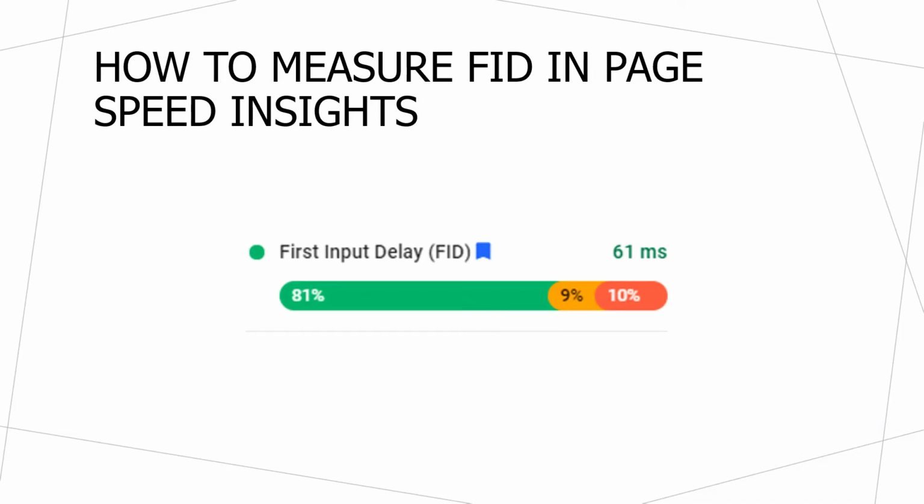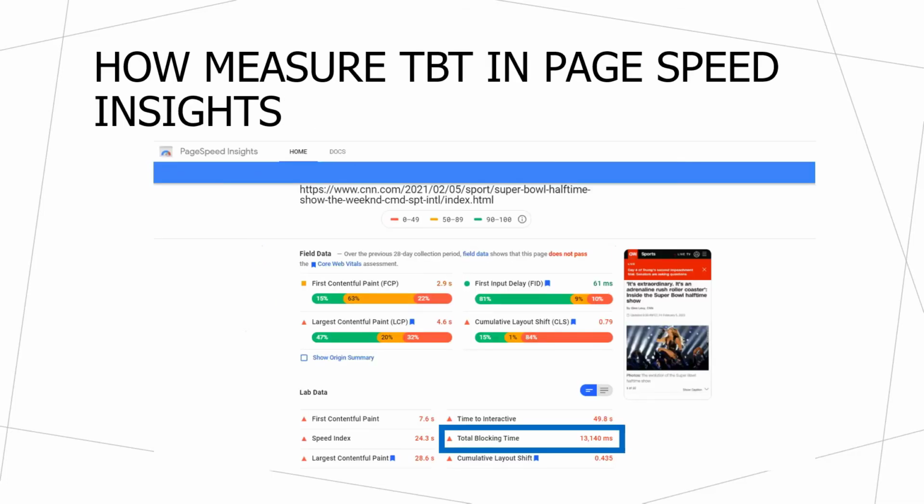Zooming in on FID, we can see that you're not only told the FID measurement, in this case 61 milliseconds, but we can see a distribution graph. The distribution graph tells us what percentage of people had a good, needs improvement, or poor FID when loading our website. In this case, 81% of people had a good FID score, so this page is well optimized for FID. 9% of people had a needs improvement FID score, and 10% of people had a poor FID score. In PageSpeed Insights, you can also see total blocking time. This is located under the lab data.